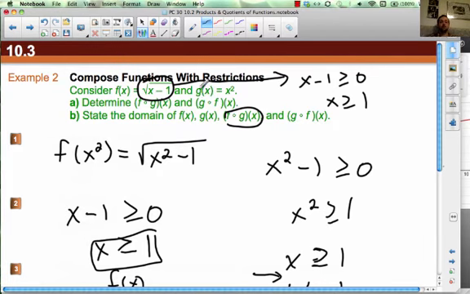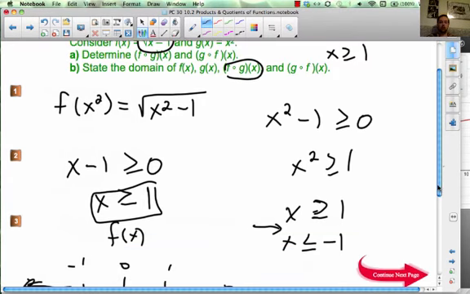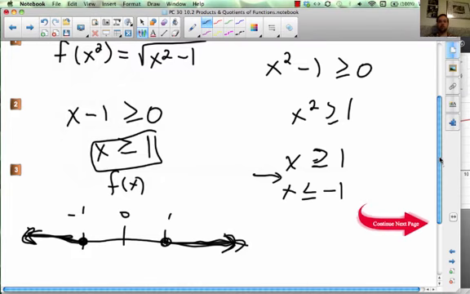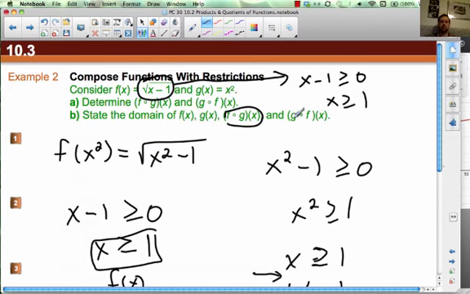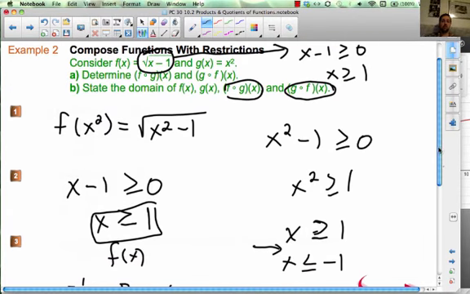If x is 0 in g of x, then this is 0 squared, and we plug 0 in here, and we get 0 minus 1. So you can see that that doesn't work. So what that means is that values in the domain of g are okay to try, but if they end up not working with the domain of f of x, then they don't work at all for the domain of the composite function, sorry. That one will probably need clarification in class tomorrow.